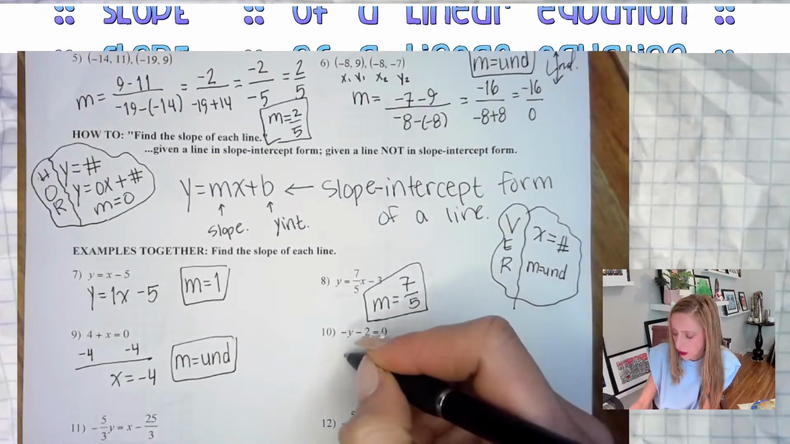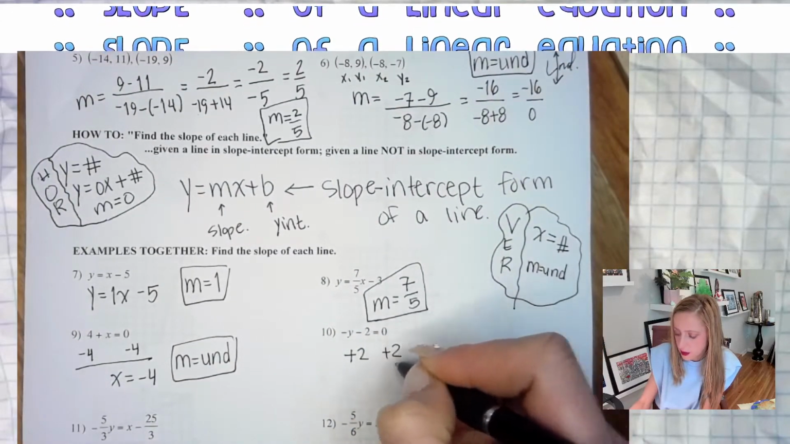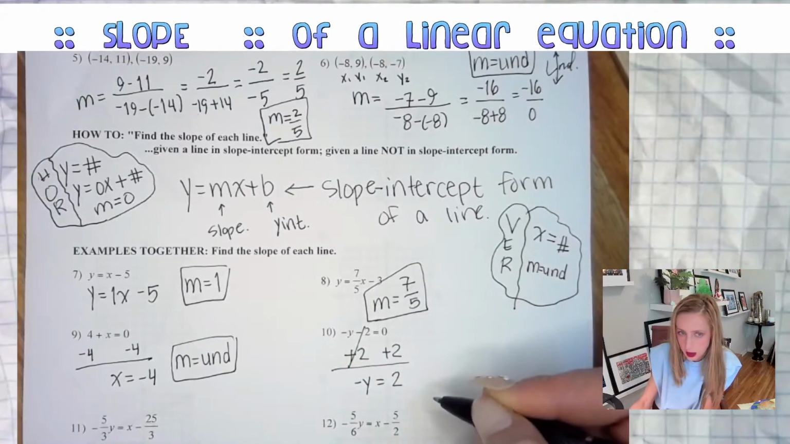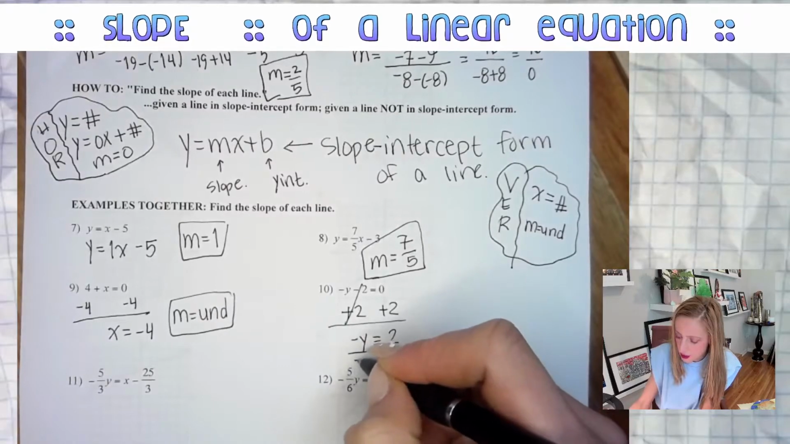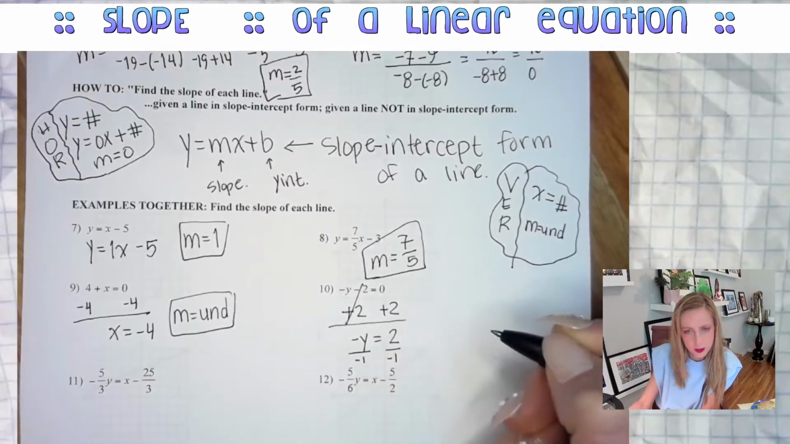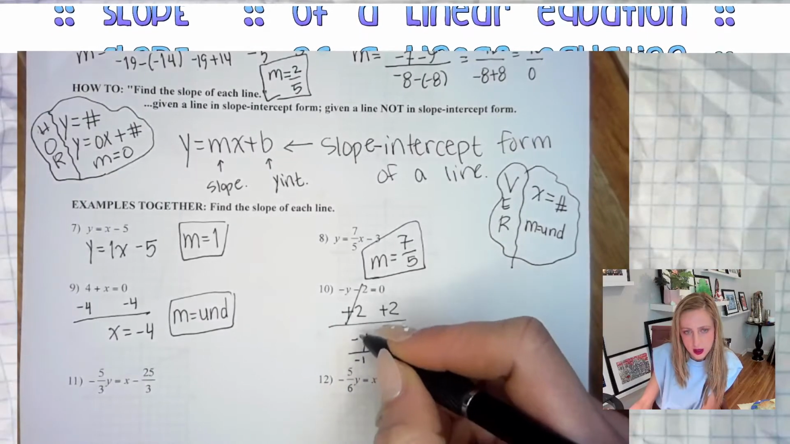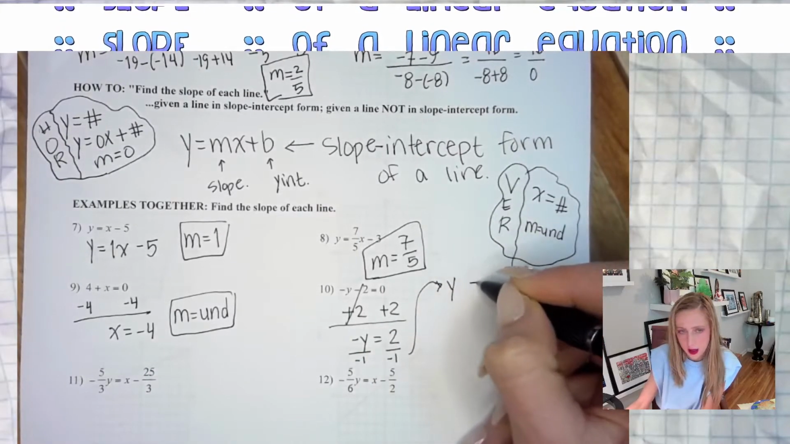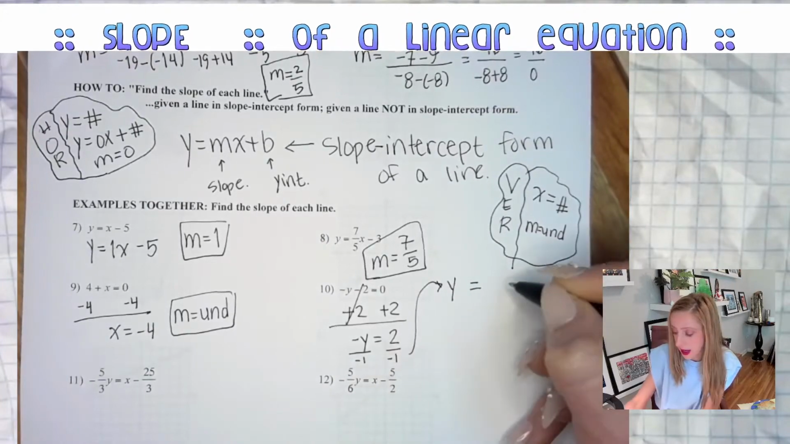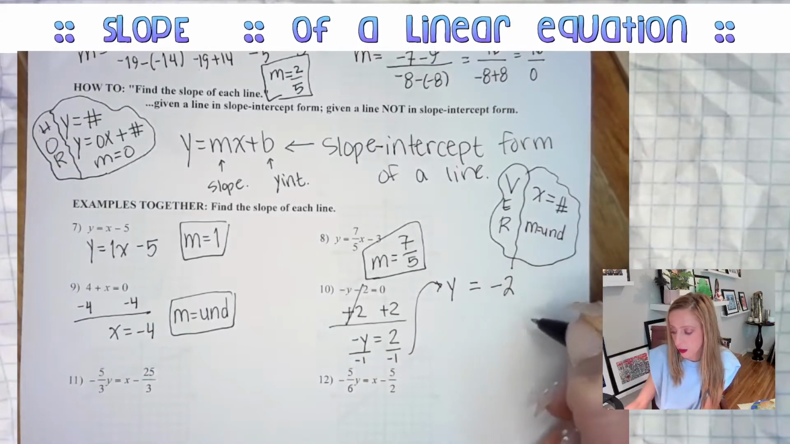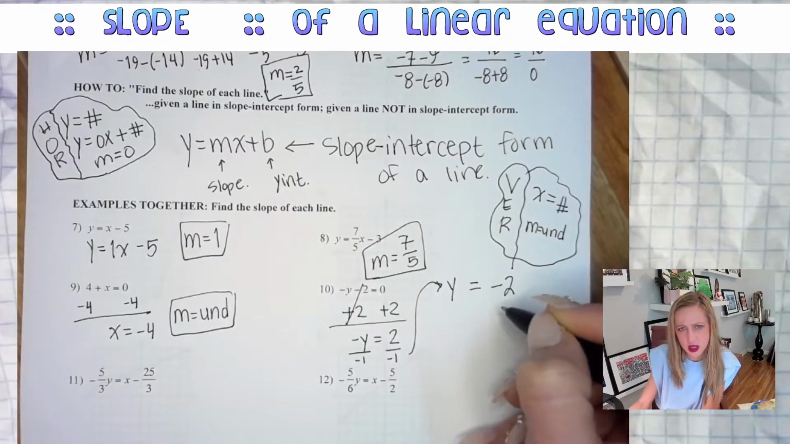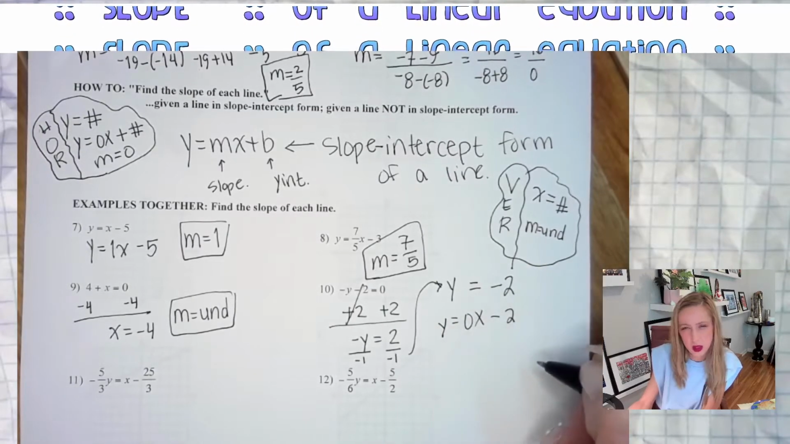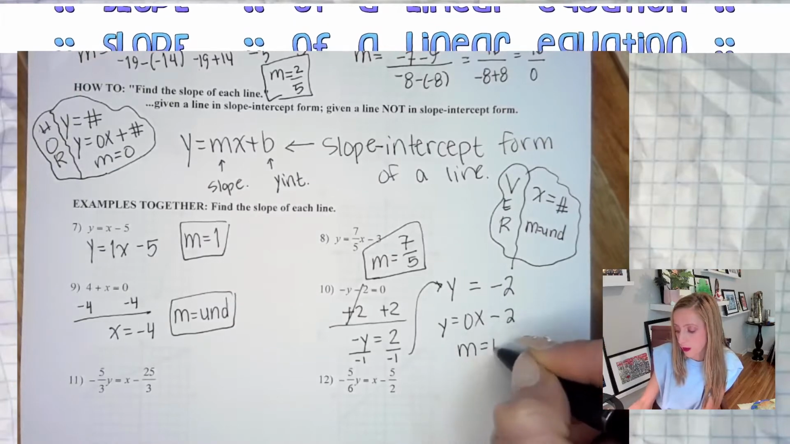Similar, if I add 2 to both sides, negative Y equals 2. Then I'm going to divide both sides by a -1. Negative Y over -1 becomes just Y. Positive 2 divided by -1 is -2. Well, this still looks a little funny. Maybe you want to write it like this, 0x minus 2. Then what's the slope? 0.